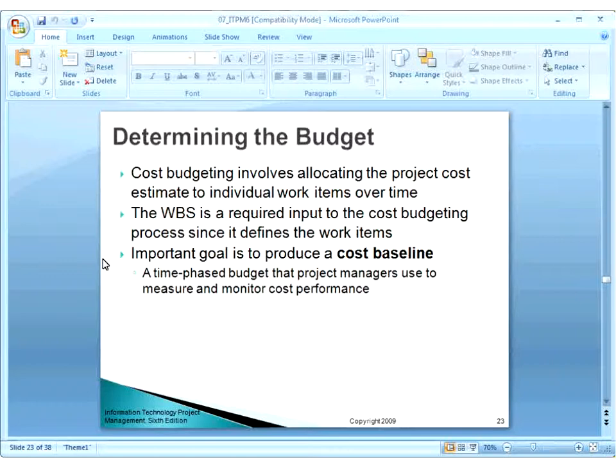So you get a cost baseline, then you can know at any point of time how much cost should have been spent by this time and what the actual cost is. So you have to calculate those differences as well. The project manager can keep watching the cost once the cost baseline is established.